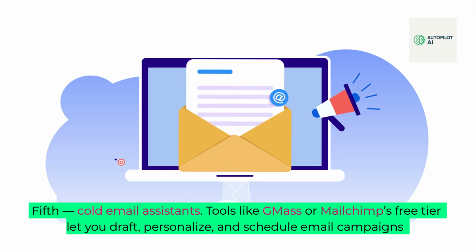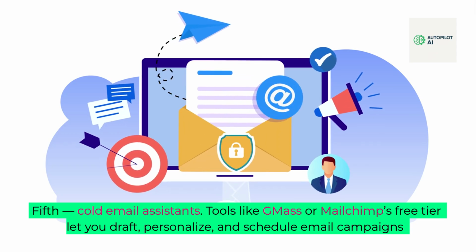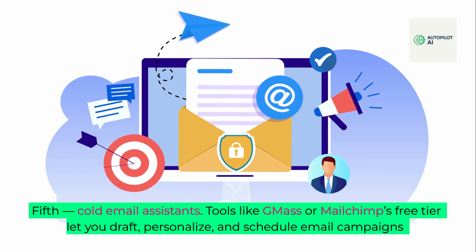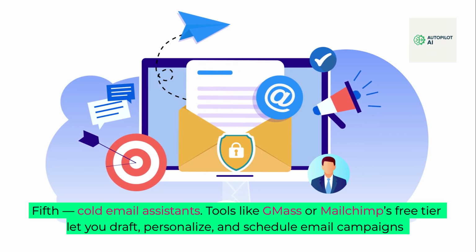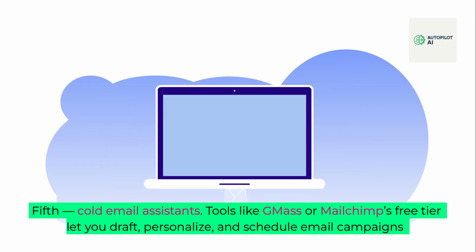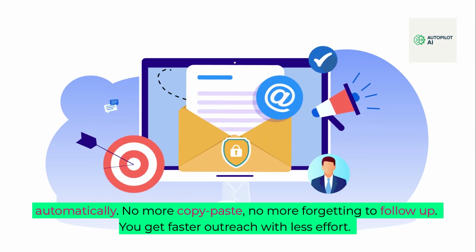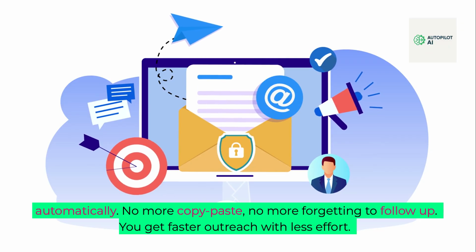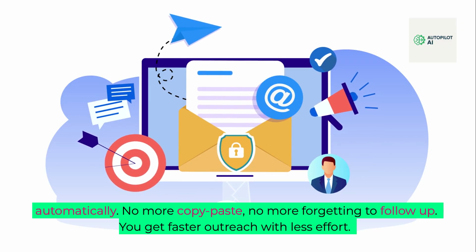Fifth, cold email assistance. Tools like Gmass or MailChimp's free tier let you draft, personalize, and schedule email campaigns automatically. No more copy-paste, no more forgetting to follow up. You get faster outreach with less effort.